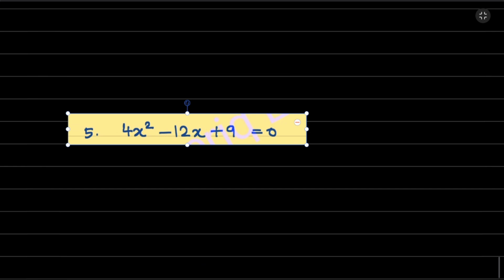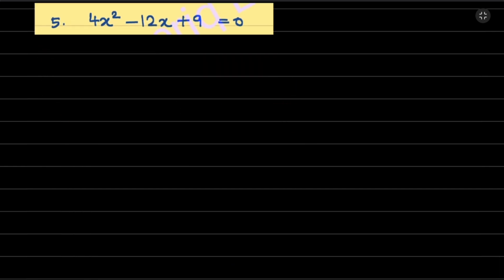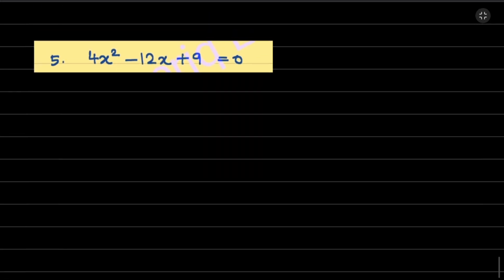So the question is 4x square minus 12x plus 9 equal to 0. Let's take our sum and the product value. Sum is b, which is minus 12. Product is a into c, 36. Again, the minute you see 12, you can think of 6 and 6. I can add a negative sign to both because the product is positive.